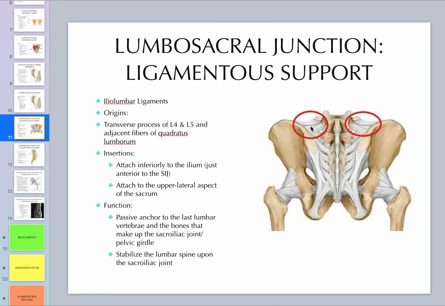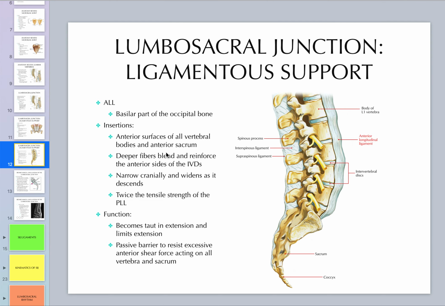So the function of the iliolumbar ligament is to stabilize the lumbar vertebrae and prevent the anterior and rotational translations of L5 and S1. So basically it stabilizes L5 in multiple directions on S1. We're going to take a look at poor stabilization by the iliolumbar ligament in just two slides.